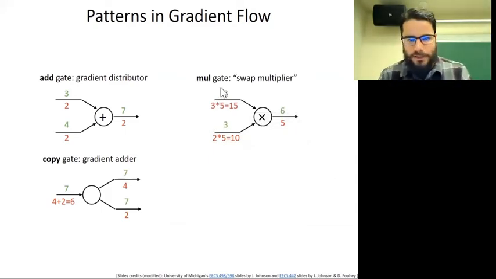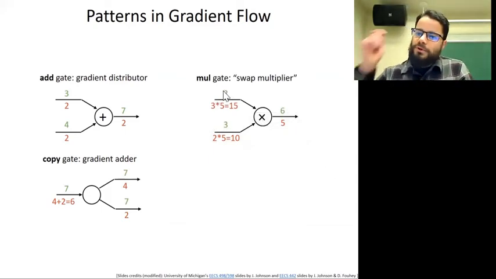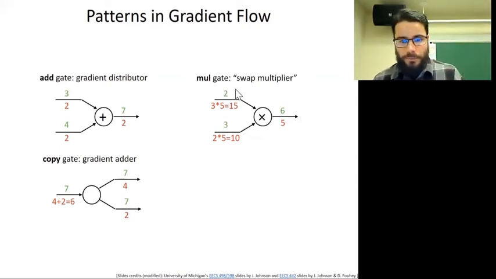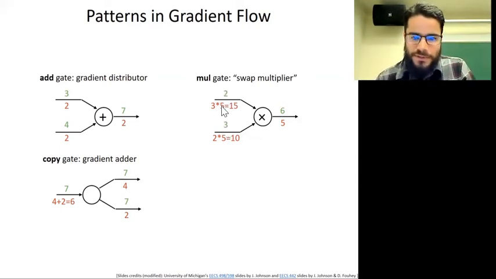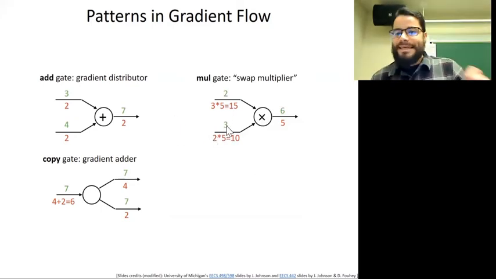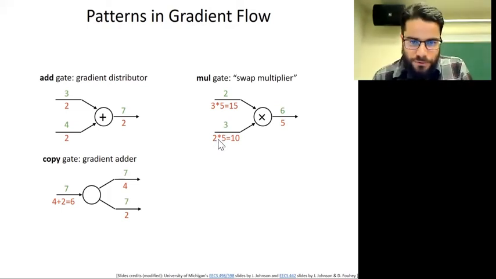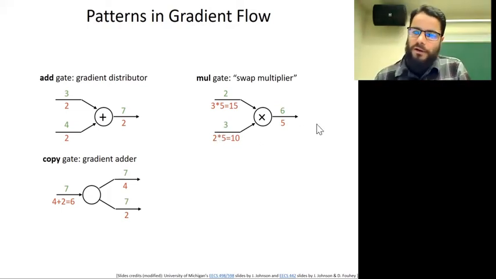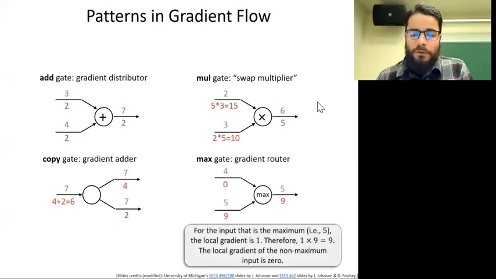As we said in the multiply gate, let's look at this input, for example. What is going to be the downstream gradient for this input? Well, the value of the other input, in this case 3, times the upstream gradient 5, 15. What about the other one? Well, it is going to be the value of the other input, in this case 2, times the same upstream gradient of 5, for a final value of 10.